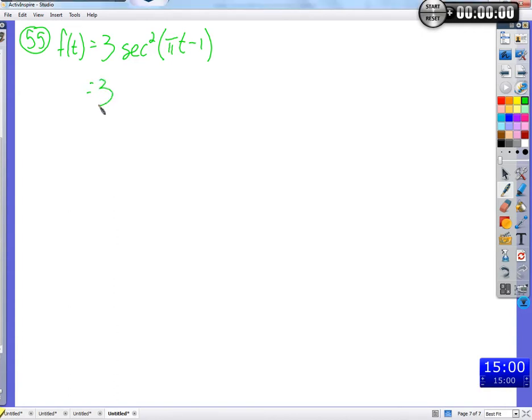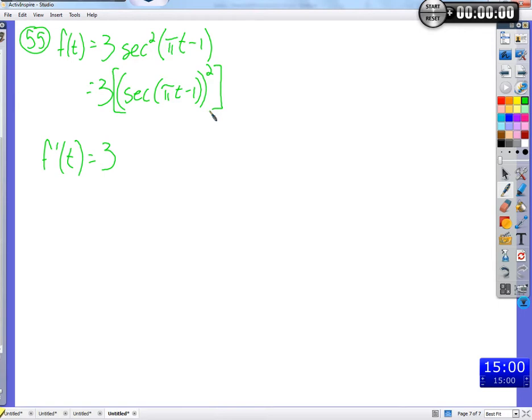Alright, here we go. I'm just going to rewrite this first as 3 times the secant of pi t minus 1, the whole thing squared. You don't have to write it that way, but if you don't see it that way, it's going to be a problem. So this is inside of the square. To take the derivative now, first the constant multiple rule says we can just bring down our constant multiple of 3, and then we don't have to worry about it after that. We just need to find the derivative of this.